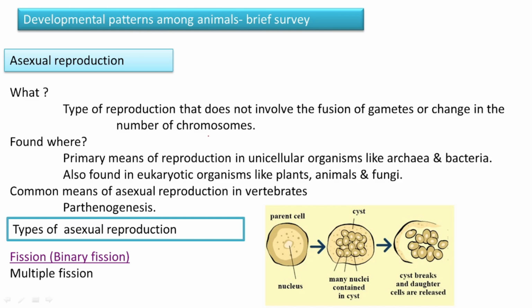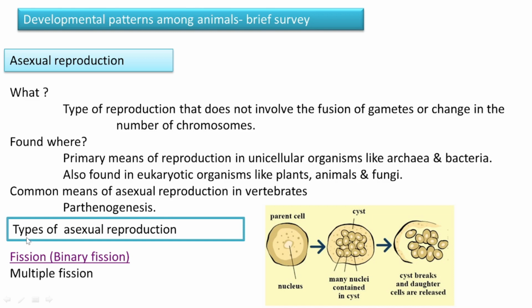And where is this type of asexual reproduction usually found? It is the prime means of reproduction in unicellular organisms like archaea and bacteria. But in eukaryotic organisms also this type of reproduction exists, especially in some plants, animals and fungi. Among vertebrates, a type of asexual reproduction exists there also. The method is parthenogenesis, which we will see later.